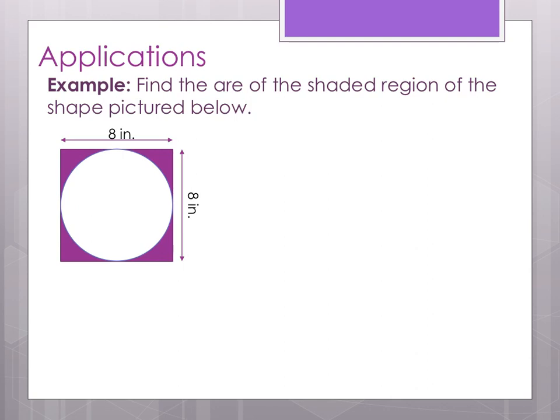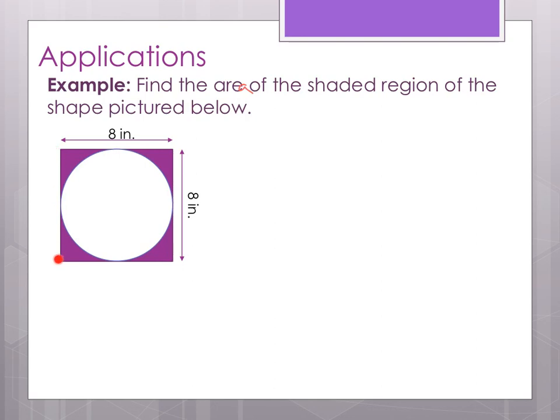Now on to our application example. Here we want to find the area of the shaded region of the shape pictured below. So here we've got a square with a circle cut out inside of it. And the only thing that's shaded here is these corners, right? So how are we going to find the area of this?